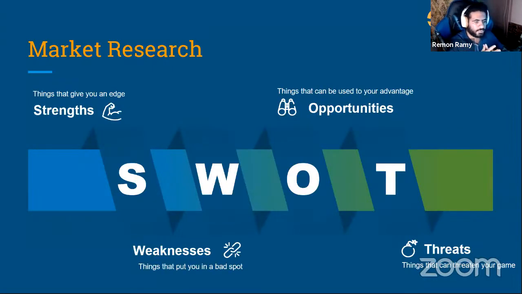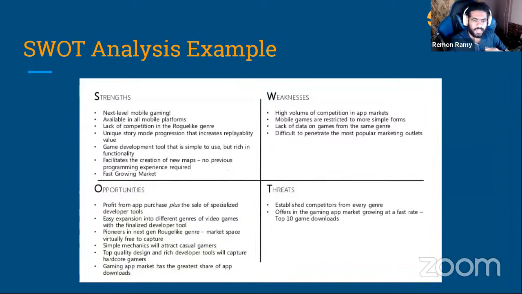One of the most important things to do in market research is something called SWOT analysis, which is analyzing the strengths, weaknesses, opportunities, and threats, as I mentioned. In order to understand what that is like, I want to share with you this SWOT analysis example that carries some of the strengths, weaknesses, opportunities, and threats for a certain mobile game.